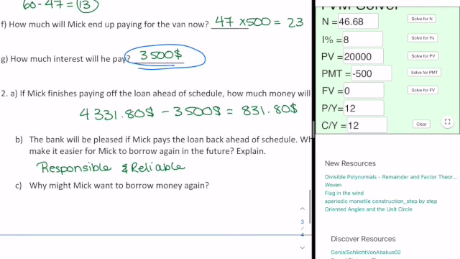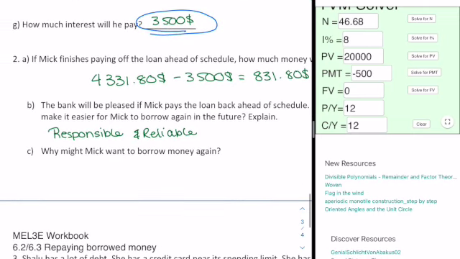And then why might Mick want to borrow money again in the future? That would be, maybe he has other purchases he wants to make. So he might need to borrow money again.